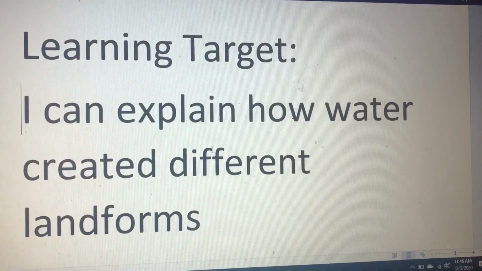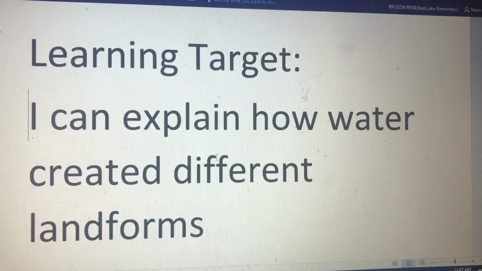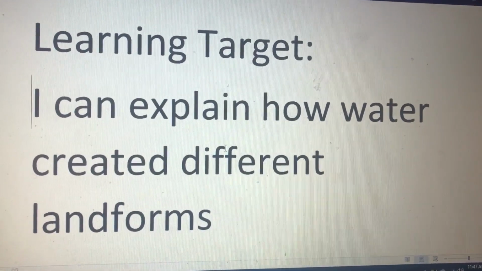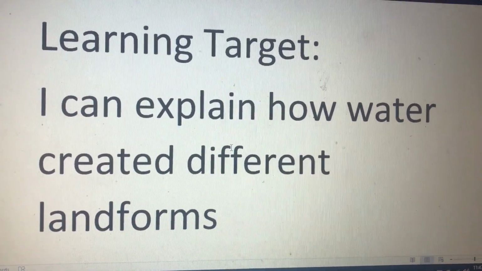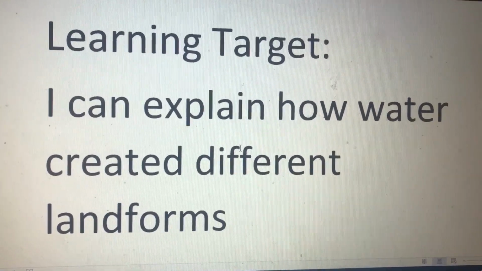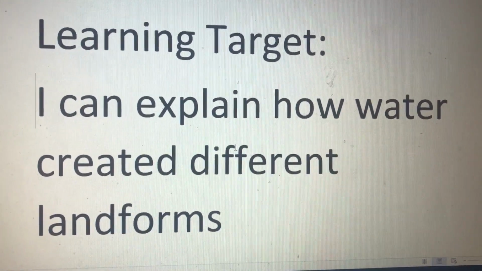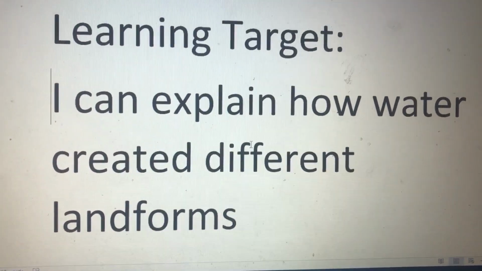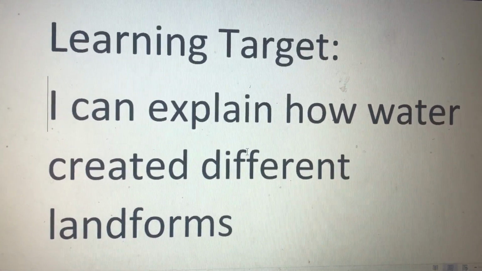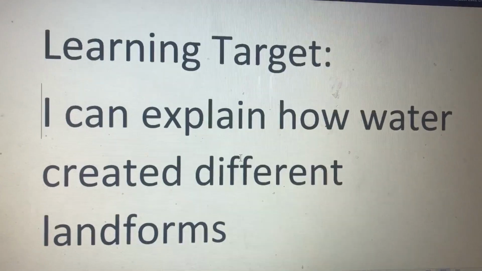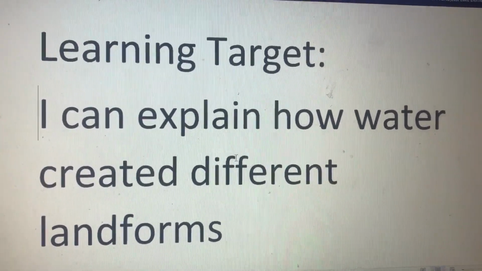Now, let me go through the learning target one more time to make sure that we are clear about what we are learning today. One more time, the learning target is: I can explain how water created different landforms. We know already that water created landforms, but what we want to investigate today is how water created these landforms, okay? So there is your target, and that's what you are supposed to be reaching today.